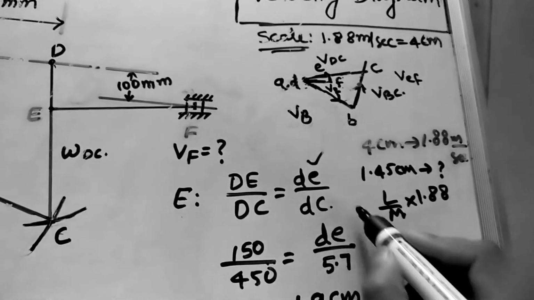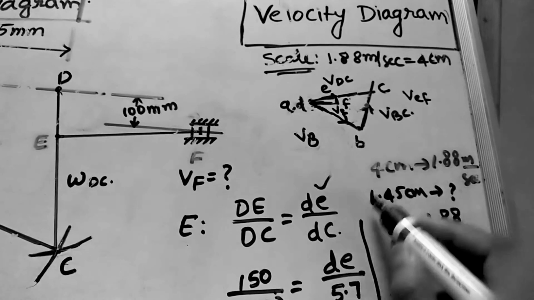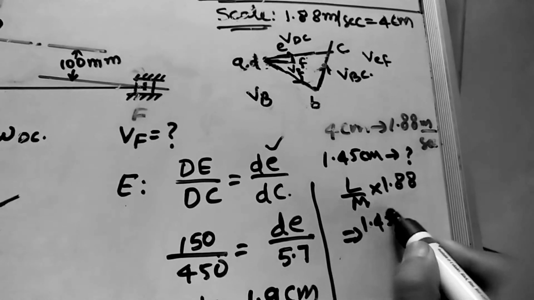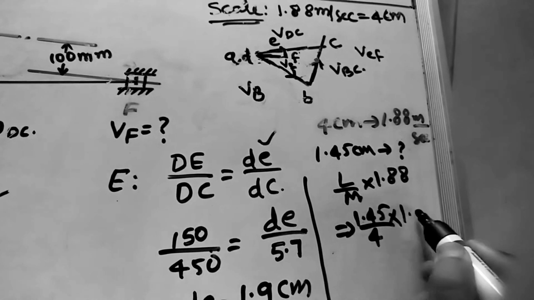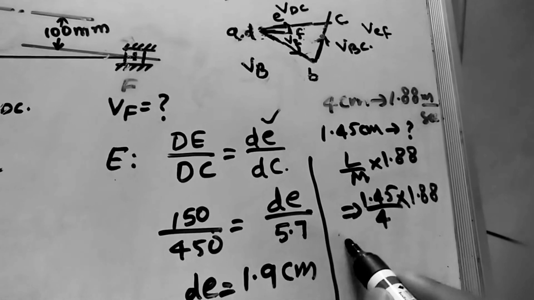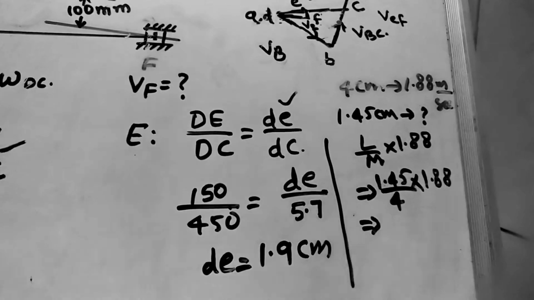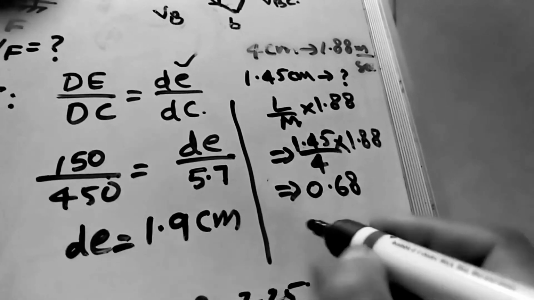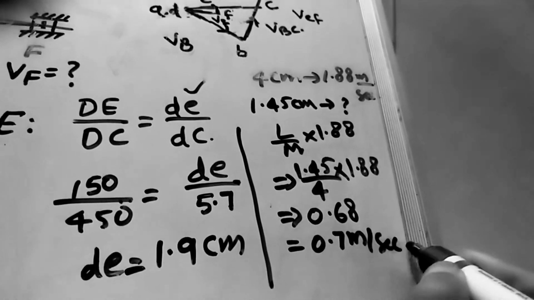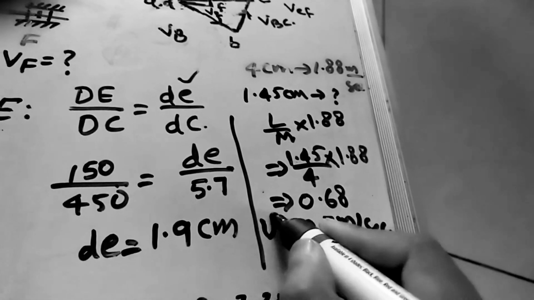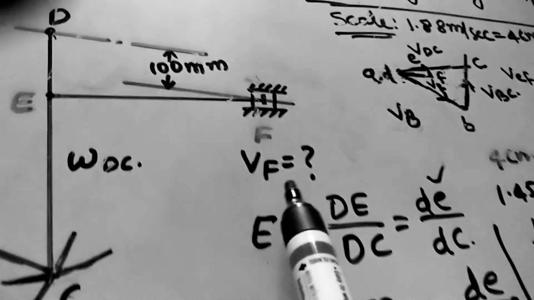So here do with values. Less value is 1.45 by more value means 4 into 1.88. So do with calculate this value. Got 0.68, or otherwise we can write 0.7 meter per second. So this is the VF value. So this is the slider velocity.